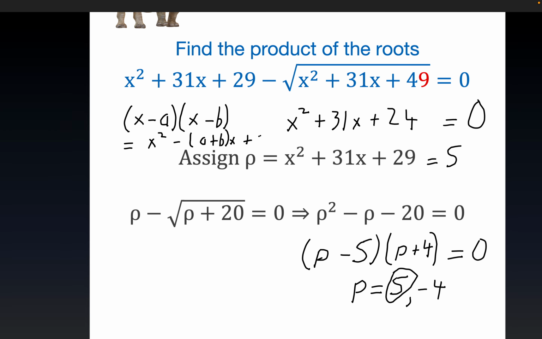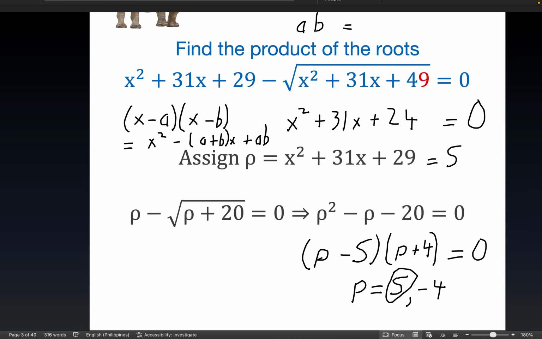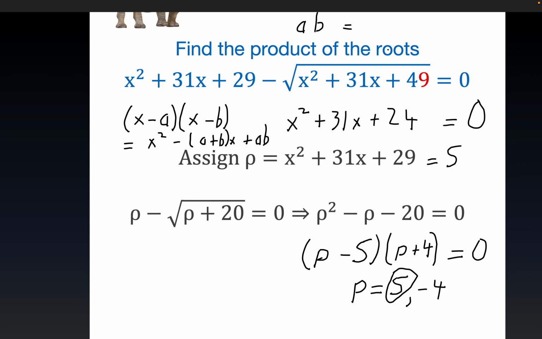Now, you have this, but you see what we get here. This is the product of the roots. This ab is the product of the roots, and that's what we're trying to find. So ab is equal to 24, which is right there. You just identify it; you compare the coefficients. So the product of the roots is 24, which is the solution to the problem.